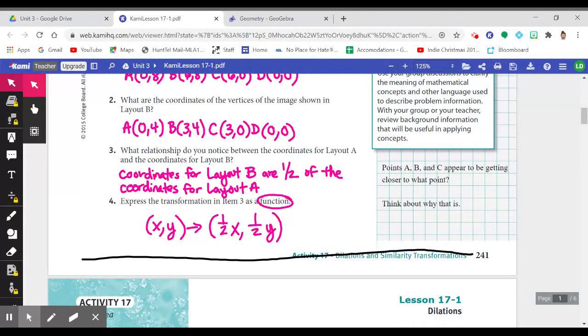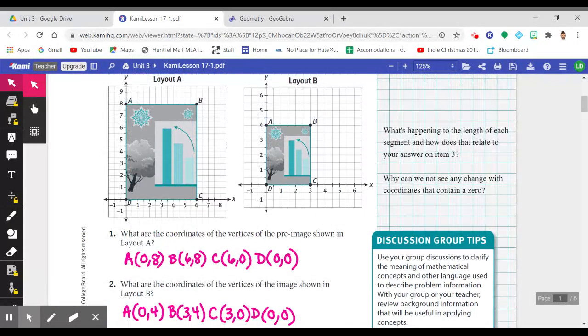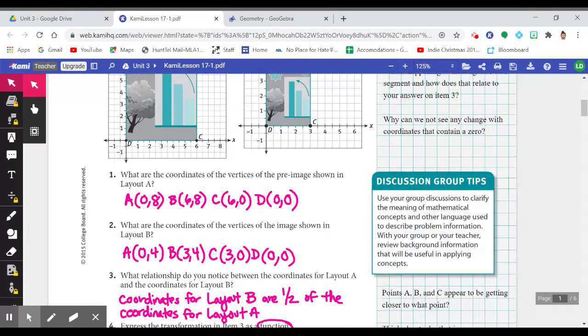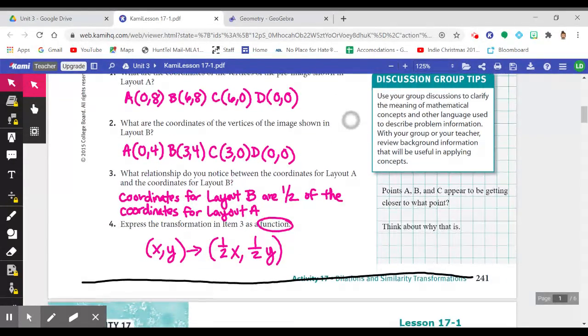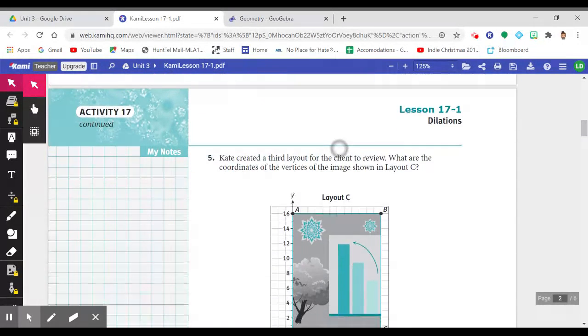And then just a little bit further thinking here, points A, B, and C appear to be getting closer to what point? And think about why that is. Why are these 3 points, A, B, and C, getting closer, hopefully you figured out, getting closer to point D? And you might be wondering, why did D not move? Why is D still at 0, 0? So let's continue on and see if we can discover why that is.